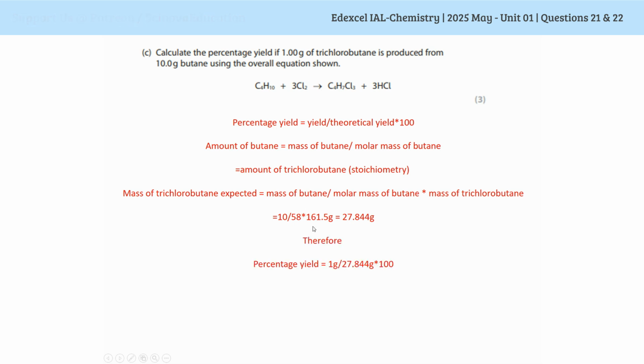So the percentage yield is 1 gram divided by 27.844 grams into 100. I think you are getting a really low yield of 3.59%.